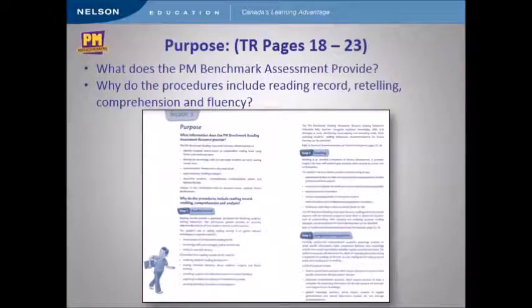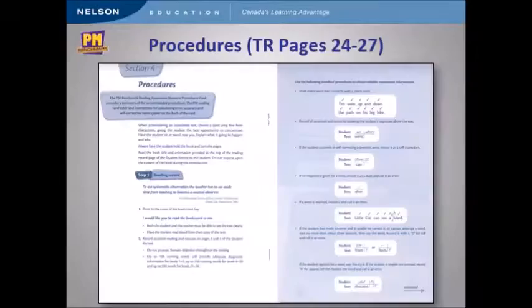Then if you take a look on pages 18 to 23, this will really clearly define for you what the purpose of the PM Benchmark Kit is. It will tell you what it provides and why it includes procedures of taking a reading record, retelling, comprehension, and fluency. So it really gives you that background information about what the PM Benchmark Kit is all about. And then pages 24 to 27 really walk you through the procedures. So it's step by step.